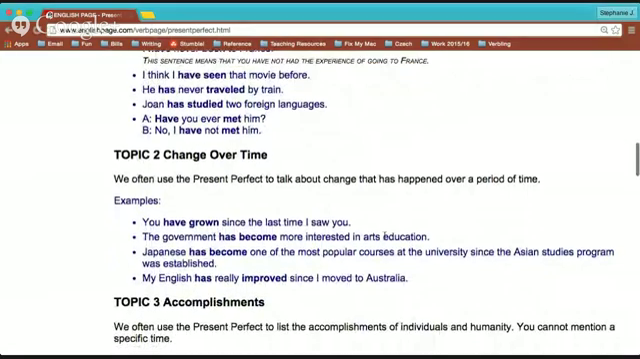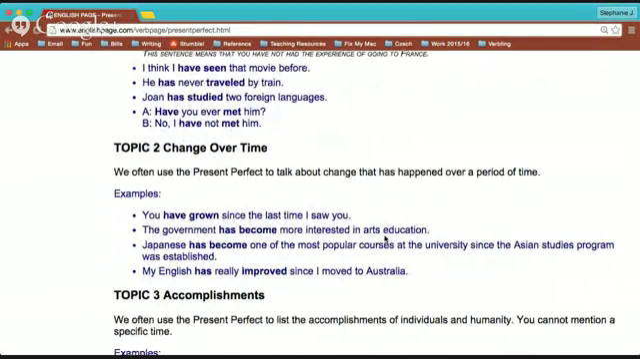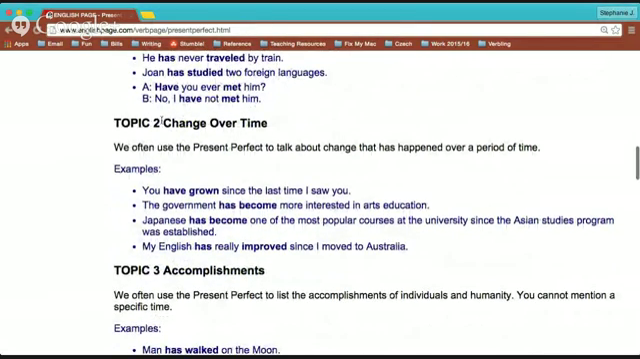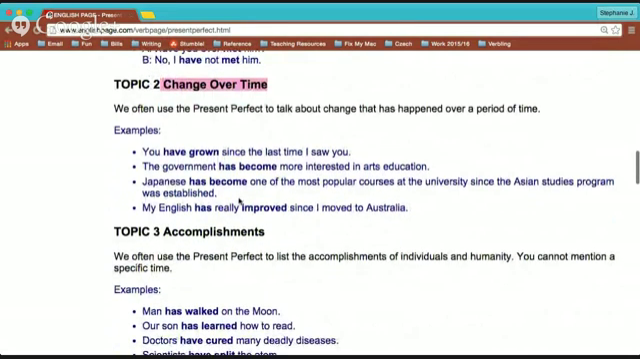All right. I think that's the most typical use of the present perfect, but we also use it to talk about change over time. So you might tell a child, you have grown since the last time I saw you. Or the government has become more interested in arts education. So in these sentences, we understand that long ago there was a different situation, and that situation has changed.